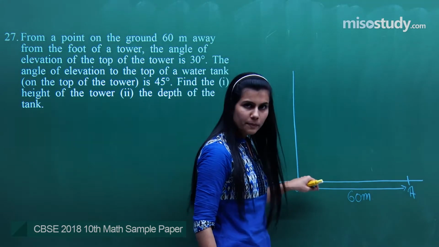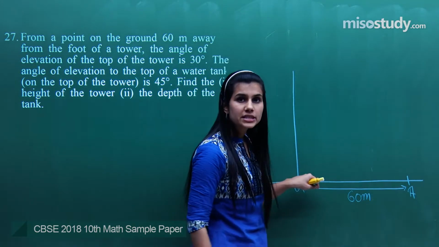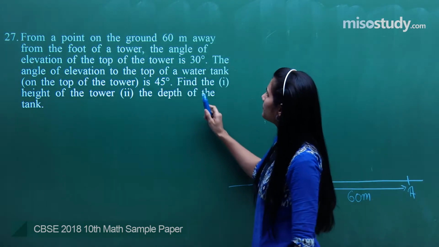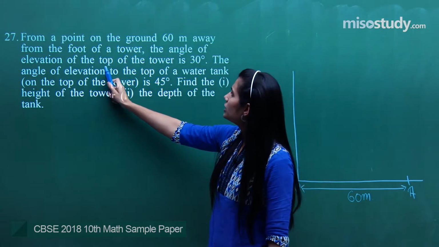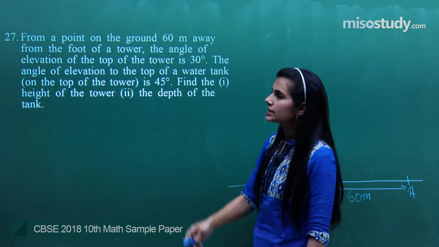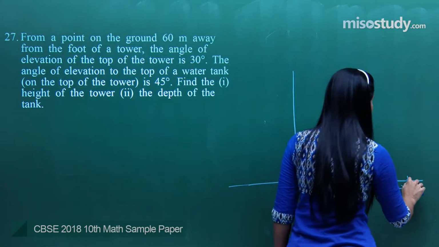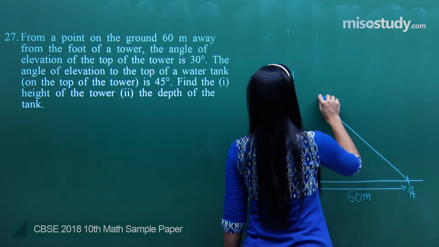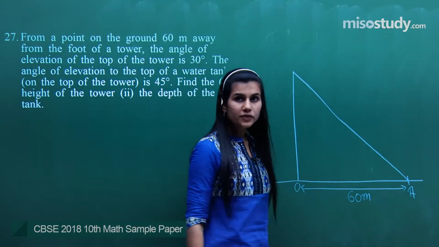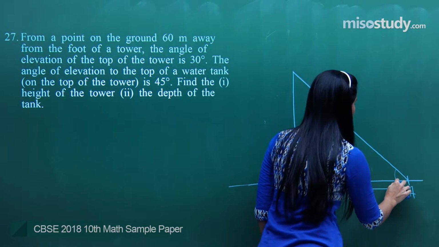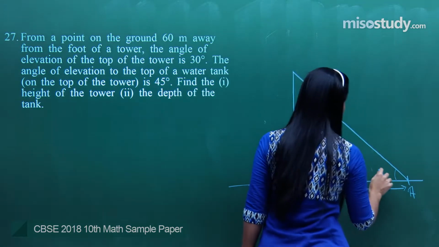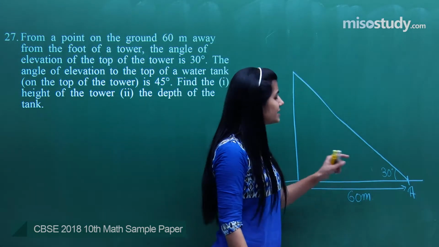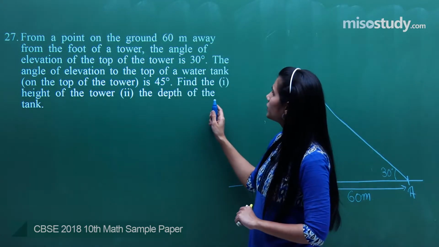So from the foot of the perpendicular or from the foot of this tower, 60 meters away you move, from that point what happens? The angle of elevation of the top of the tower is 30 degrees. So from here the angle of elevation of the top of the tower is how many degrees? It is 30 degrees. Fine.